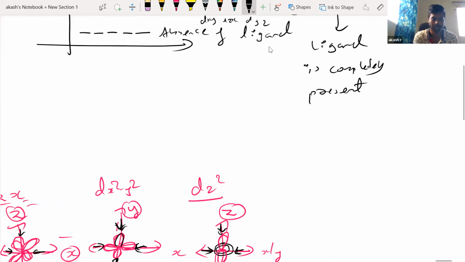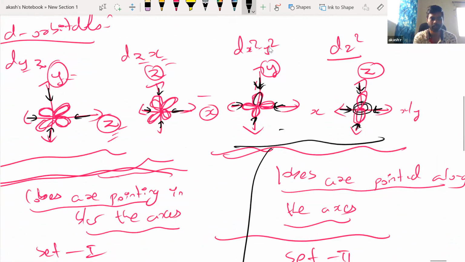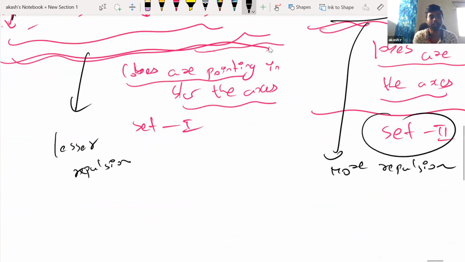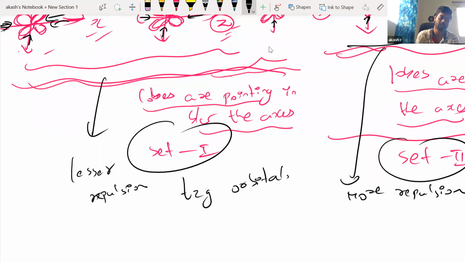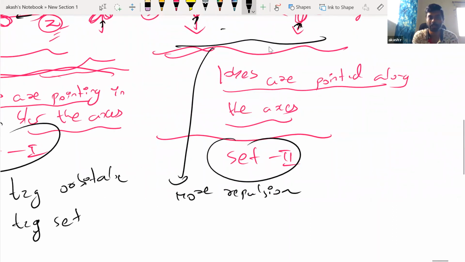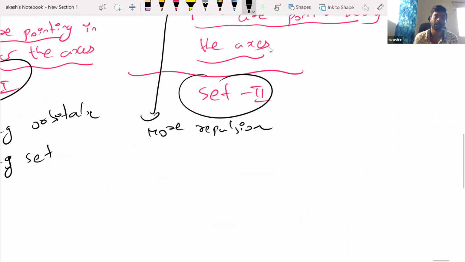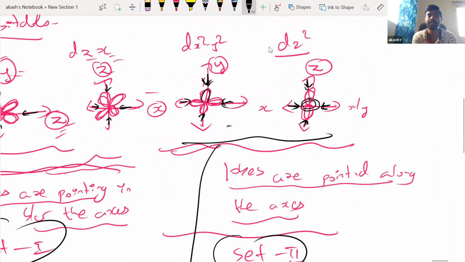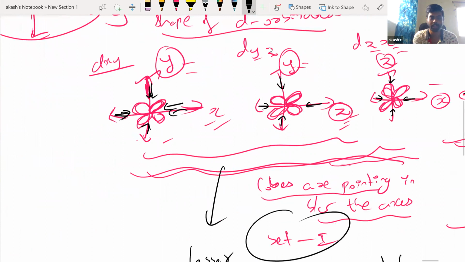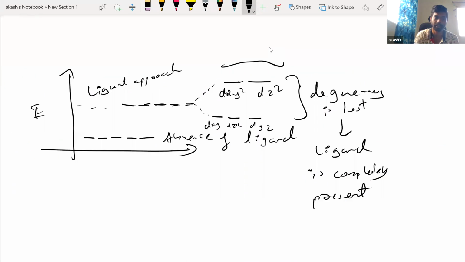So now, we are going to call these orbitals by the name of a set. This is one set, and this is another set. The d orbitals having lobes pointed in between the axis are going to be called T2G orbitals, or the T2G set. And the second set, which has the lobes pointed along the axis, is going to be called the EG set, or EG orbitals. So EG consists of dx squared minus y squared and dz squared, and T2G contains dxy, dyz, and dzx. So we can even write it here: these two orbitals are your EG set, and these three orbitals are your T2G set.